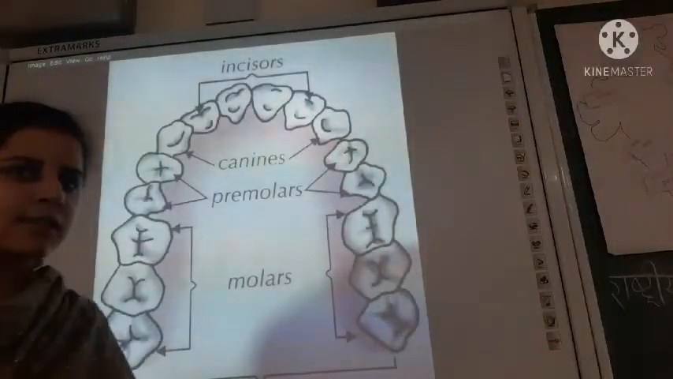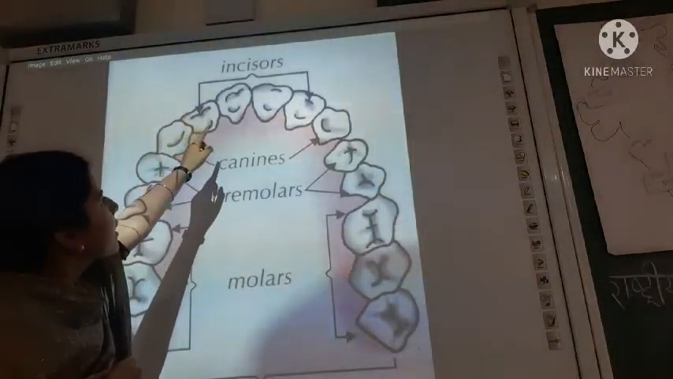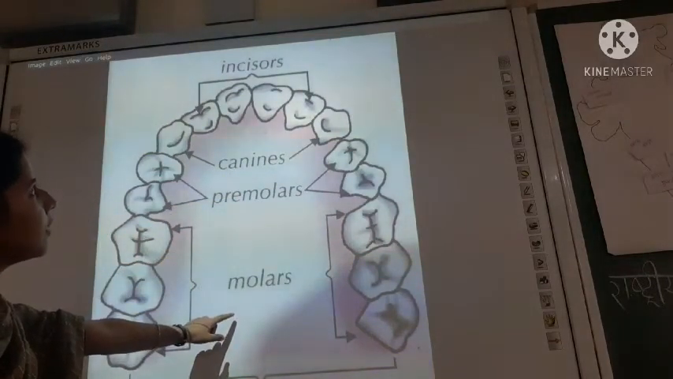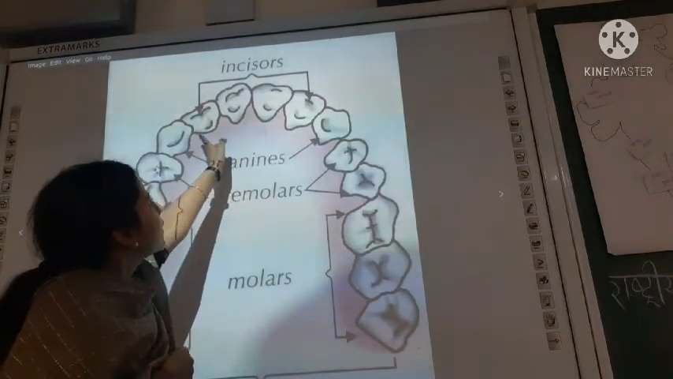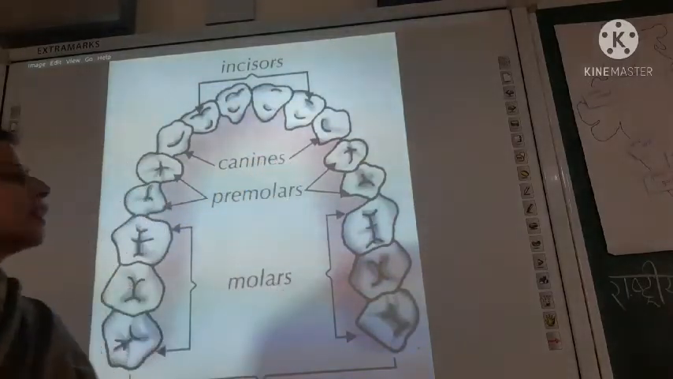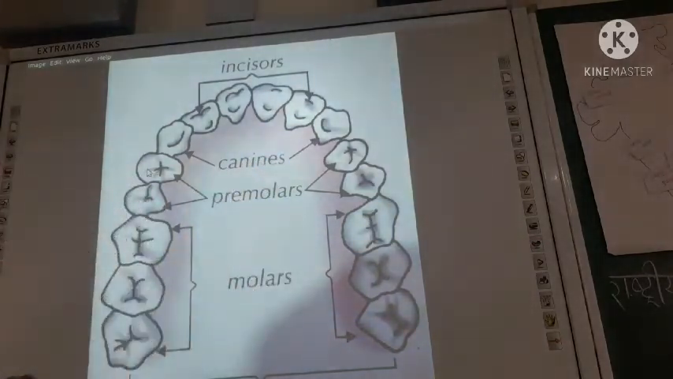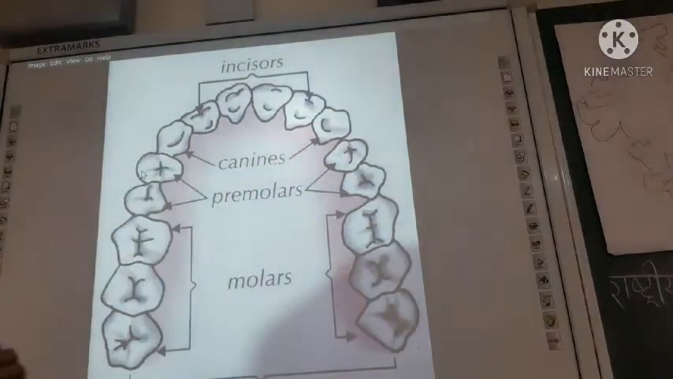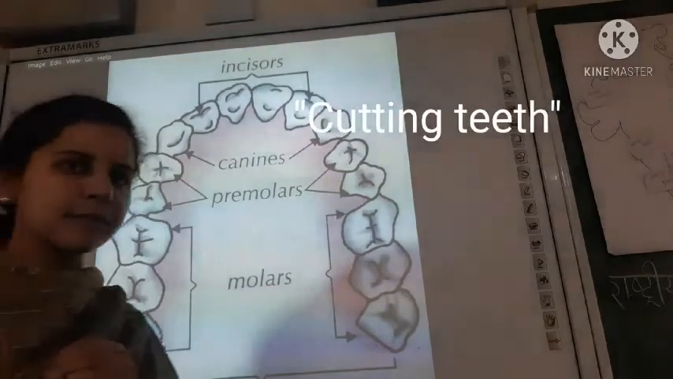Let's discuss the kinds of teeth. There are four kinds of teeth: incisors, canines, premolars and molars, right? What are incisors? These four front teeth are called incisors. They have very sharp edges which help us to cut and bite our food. That's why incisors are also called cutting teeth.